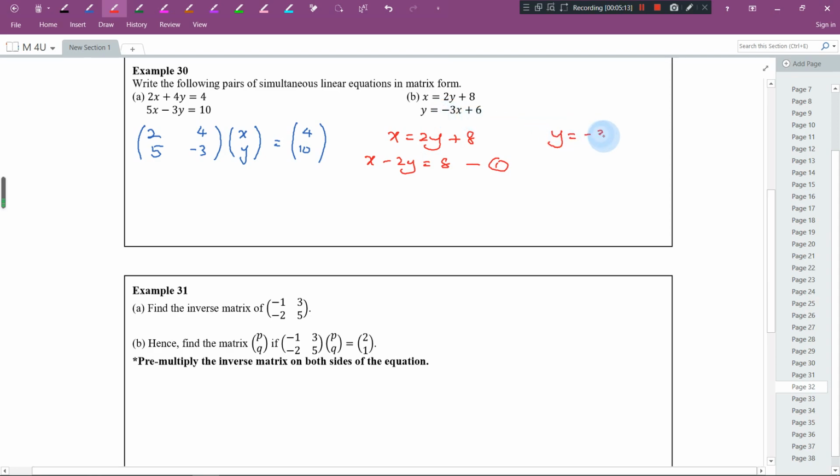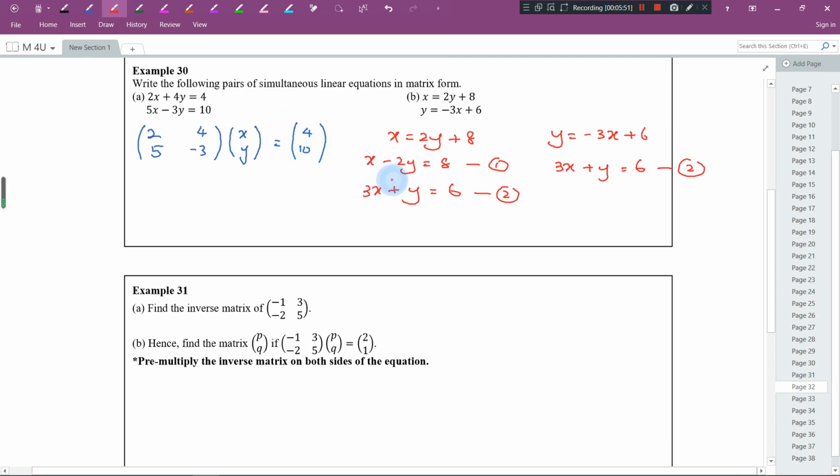y is equal to negative 3x plus 6. I bring the negative 3x over here, and bringing it to the other side, it becomes positive 3x plus y. Nothing in front of y means it is plus 1. Is equal to 6. This is the second equation. Let me write the second equation over here so it's easier for you to see: 3x plus y is equal to 6. Now we have arranged all the terms nicely.